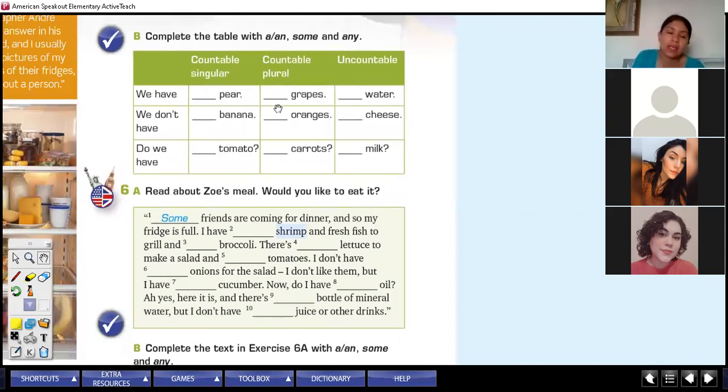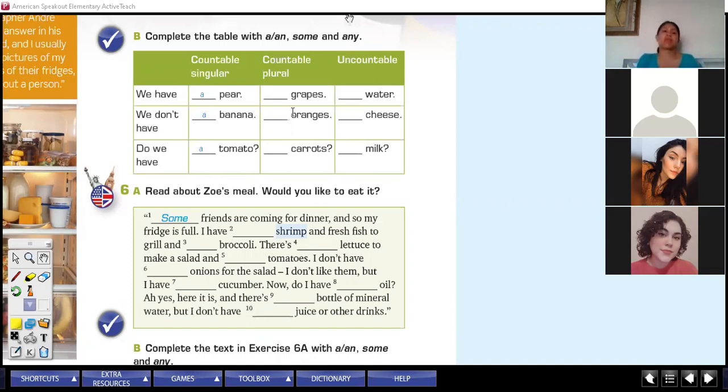Ok, ¿cómo voy a decir aquí? Countable singular, we have a pear, right? Very good. We don't have a banana. A banana. And the third one, do we have a tomato? A tomato. ¿Por qué en las tres va A? Porque estoy hablando solamente de uno, right? A pear, we don't have a banana, and do we have a tomato? Estoy preguntando aquí, ¿tenemos un tomate? No tenemos una banana, no tenemos una pera, right?